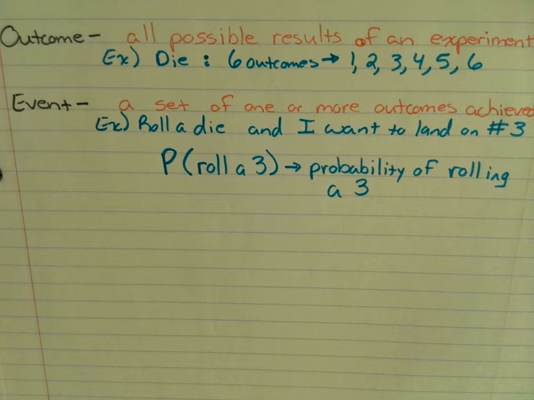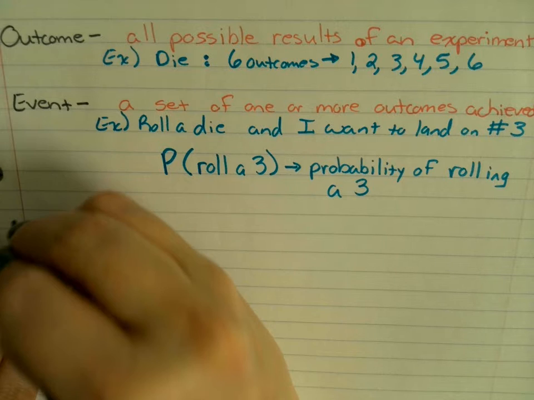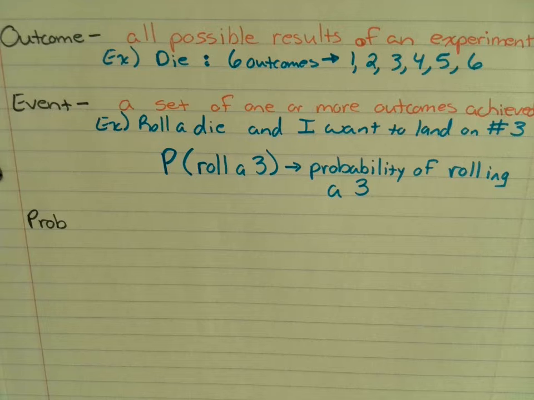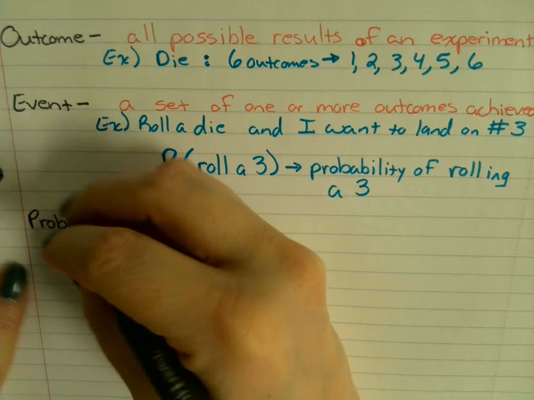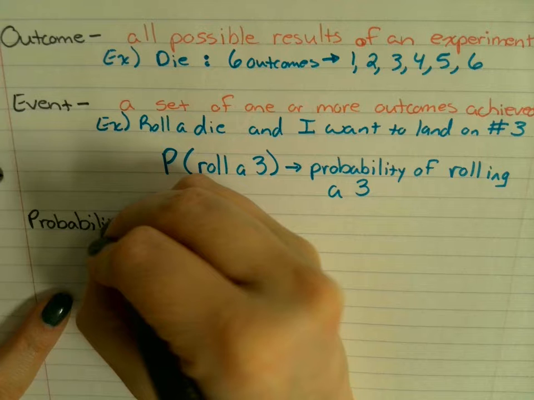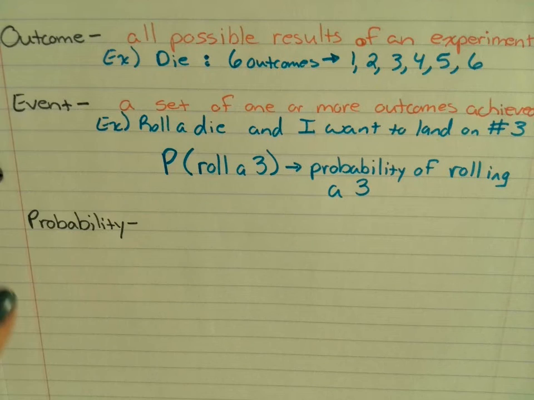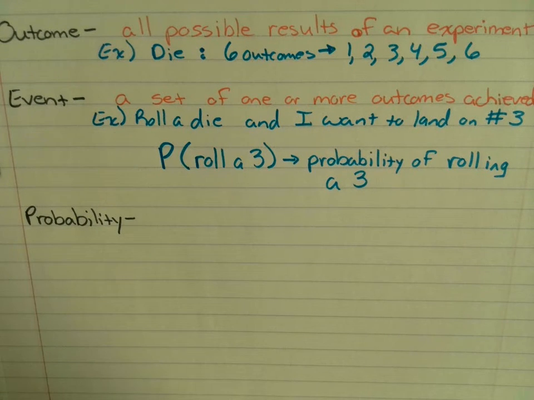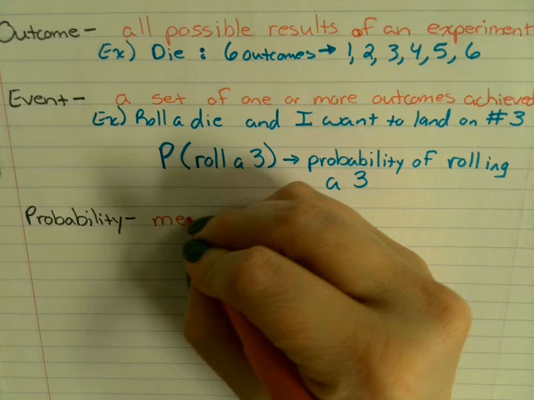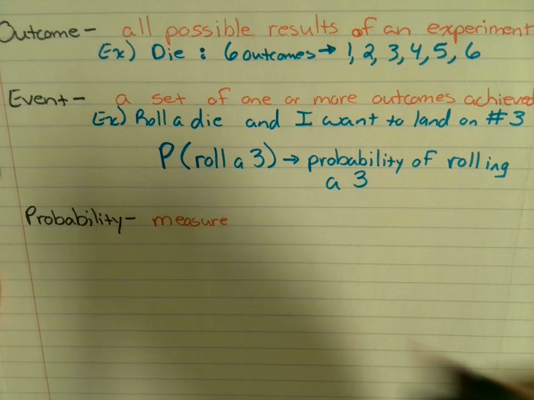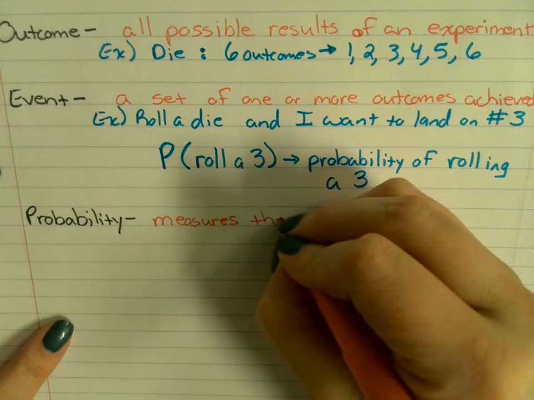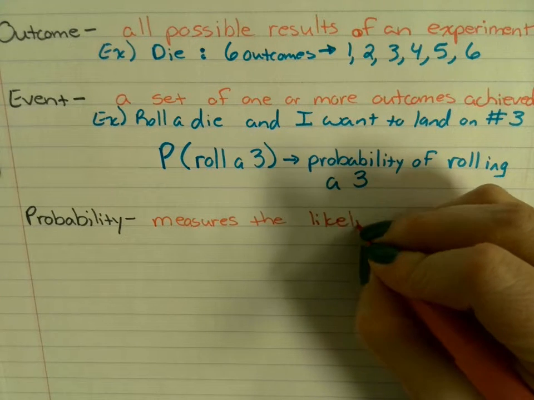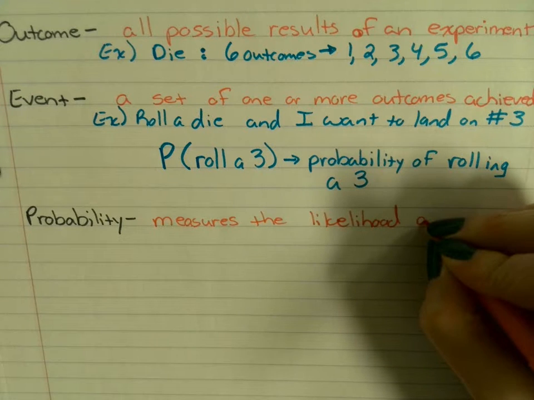Okay, and then the last thing is the idea of probability itself. Probability is just a measurement of likelihood. All it does is measure the likelihood that a specific event will occur or not occur. There is such a thing as the probability of something not happening. We call those complements, and we'll talk more about that in a little bit. So it's the measure of likelihood that an event will occur.